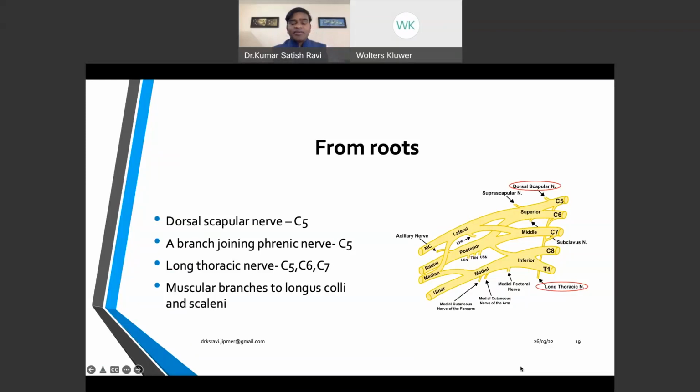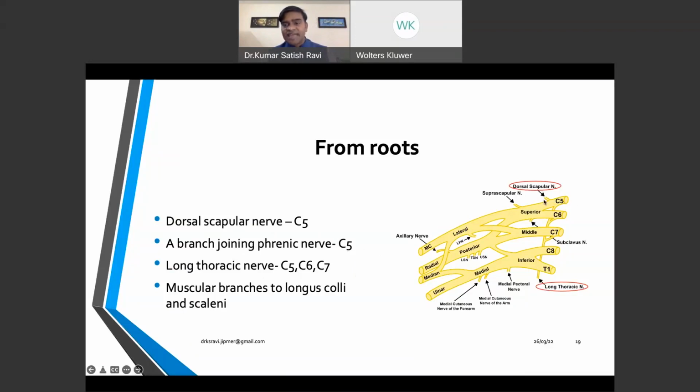Yeah, so we were discussing the branches from the roots. These are the dorsal scapular nerve. The contribution from the roots, that is C5, will be to the phrenic nerve. Apart from that, we have the long thoracic nerve. Right over here in this diagram, you can see there is a contribution to the phrenic nerve from C5.